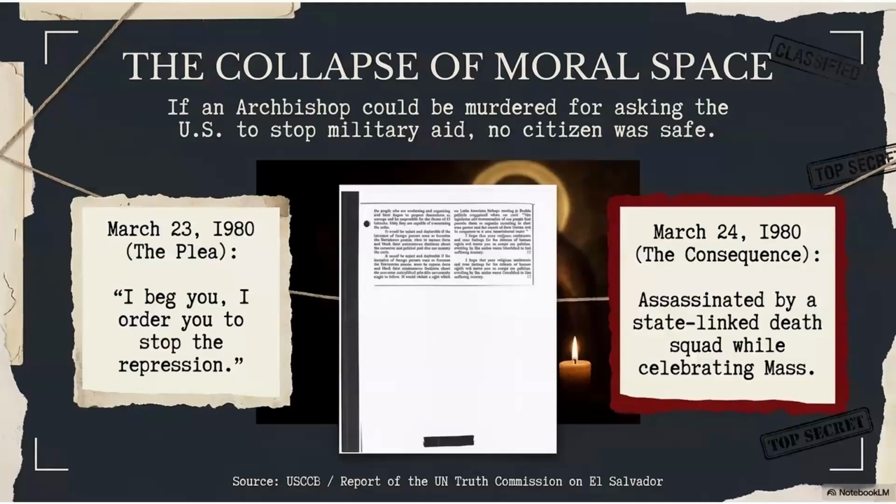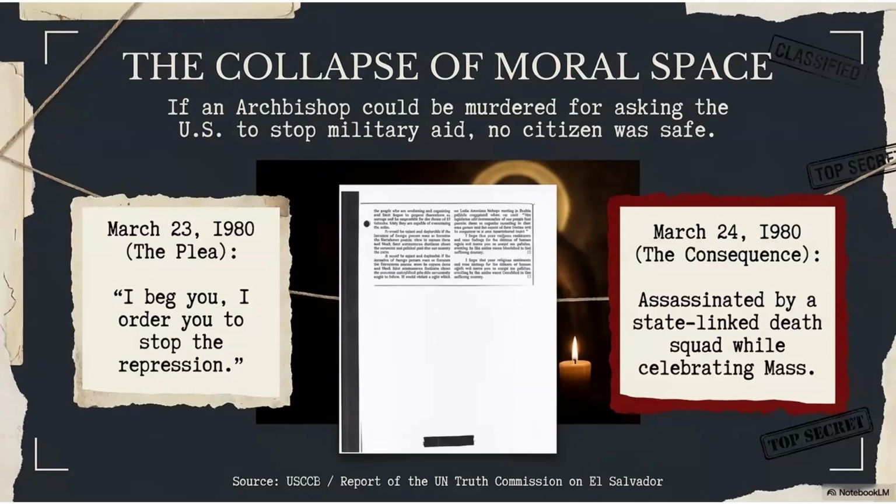Romero was not a guerrilla. He was not a Marxist commander. He was the Archbishop of San Salvador. But he became one of the strongest moral voices against state repression. He denounced killings, disappearances, and army violence. And he defended the poor. In February 1980, he wrote to President Jimmy Carter asking the US to stop sending military aid to the Salvadoran government. His argument was simple: that aid would strengthen the forces repressing the Salvadoran people.